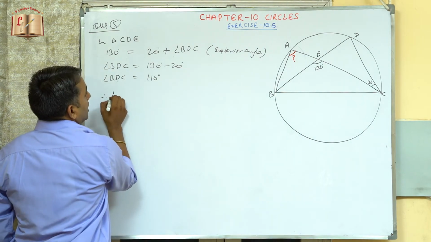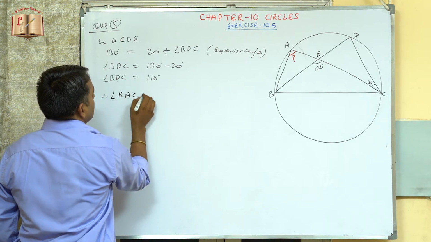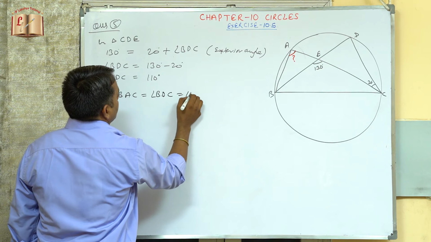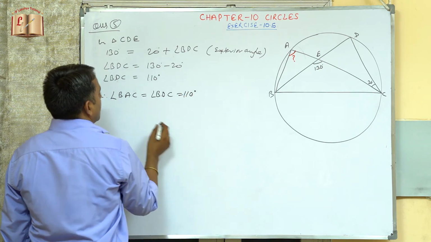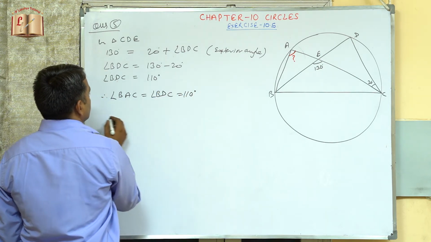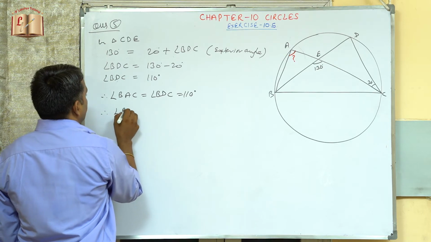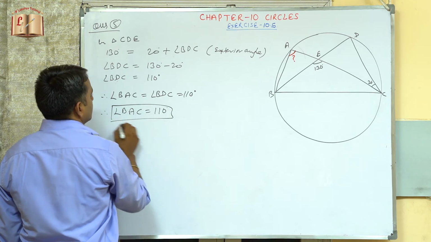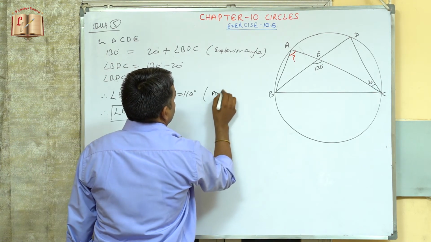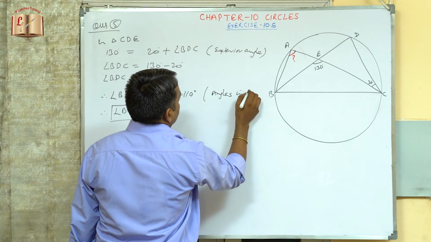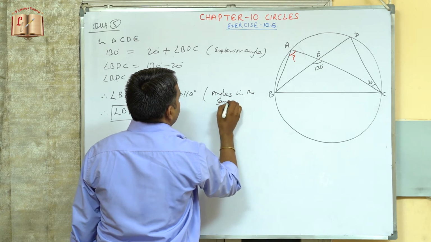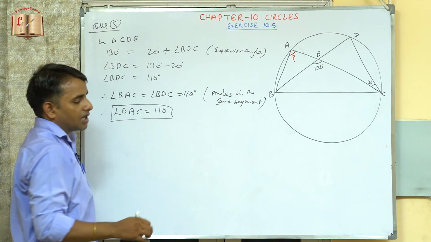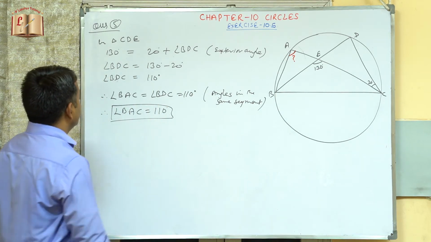So therefore angle BAC will be equal to angle BDC. This will be equal to 110 degree. So therefore angle BAC is equal to 110 degree. So these are the angles in the same segment. Angles in the same segment are equal. So we got this angle.